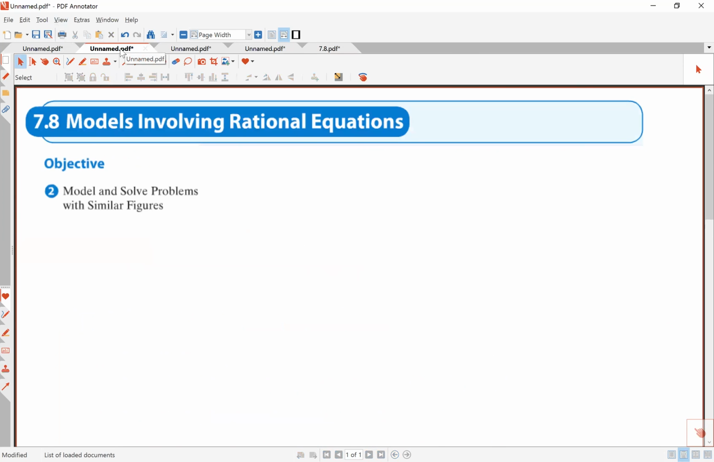So this concludes the video on 7.8 Models Involving Rational Equations, Objective 2, Model and Solve Problems with Similar Figures.